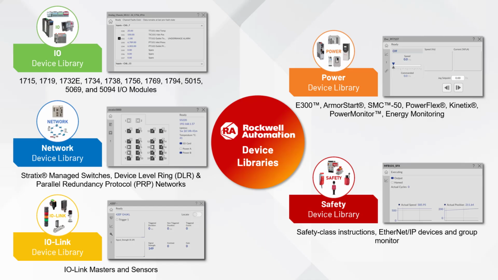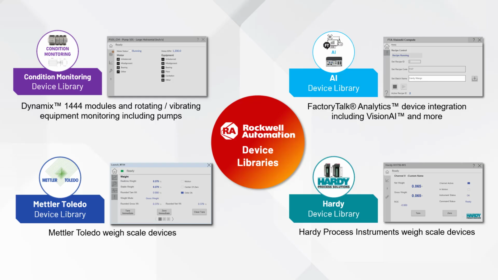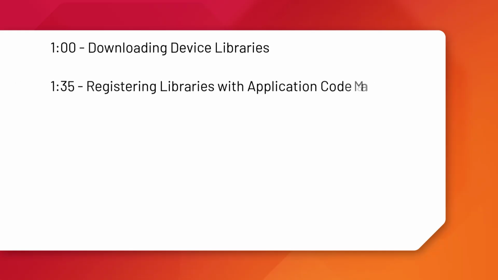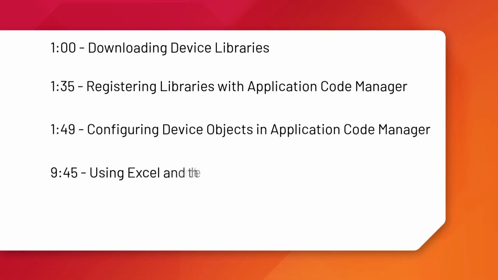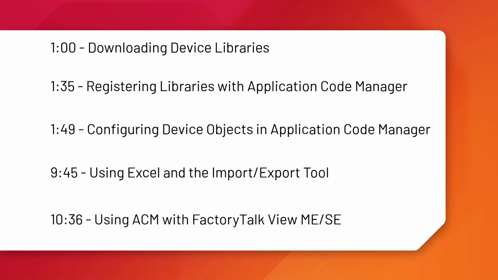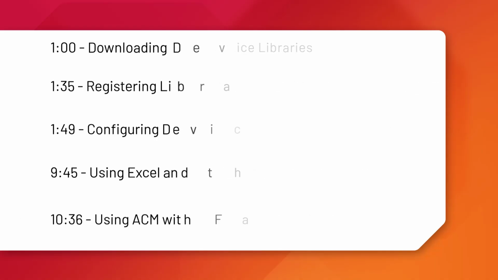The instructions in this video assume that you are already familiar with the basics of Application Code Manager, or ACM, and already have a project created. Now let's get started. In this video, we will cover downloading device libraries, registering libraries with Application Code Manager, configuring device objects in ACM, using Excel and the Import-Export tool, and using ACM with FactoryTalk View. Feel free to jump ahead to a specific chapter.